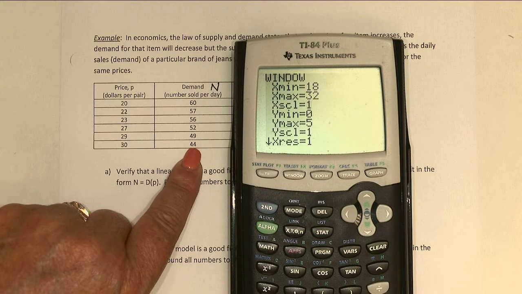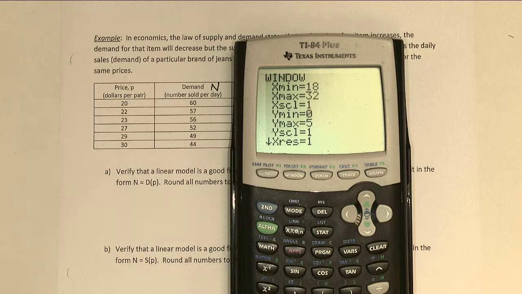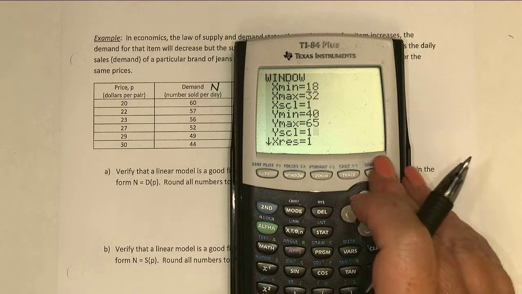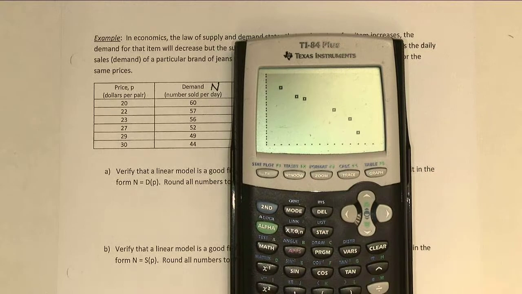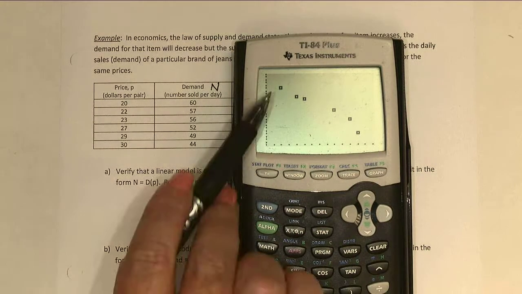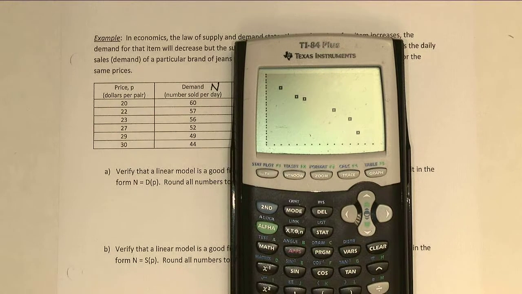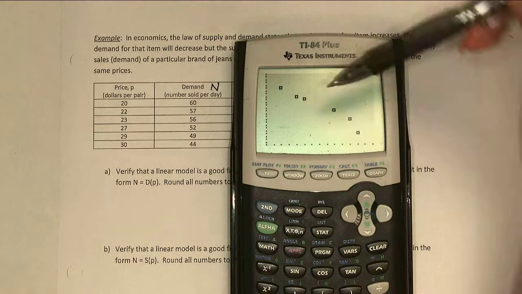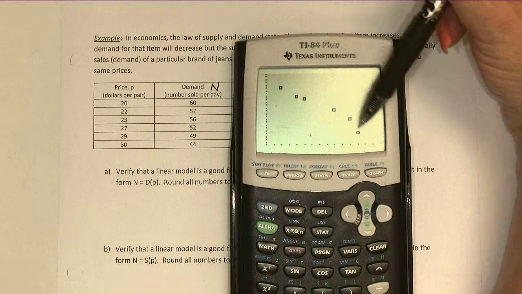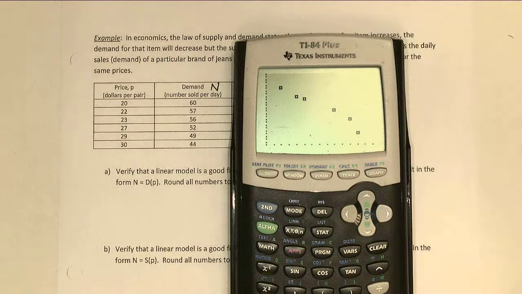Scale of 1 should be fine. On the demand, looks like 60 down to 44. So let's see, maybe I'll go from 40 to 65. Scale of 1 should be okay. And graph. All right, it's not wonderful, but it's somewhat reasonable as a linear equation. I can kind of see a line in here that would come somewhat close. I'm not expecting a great correlation coefficient, but I don't think it'll be too bad.